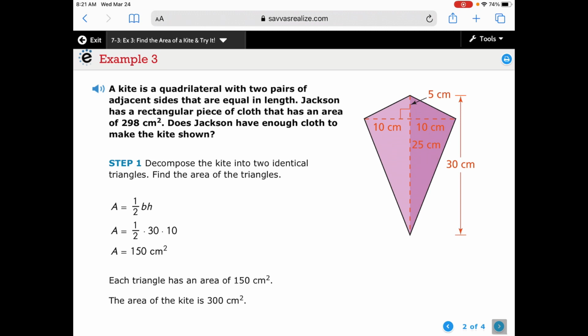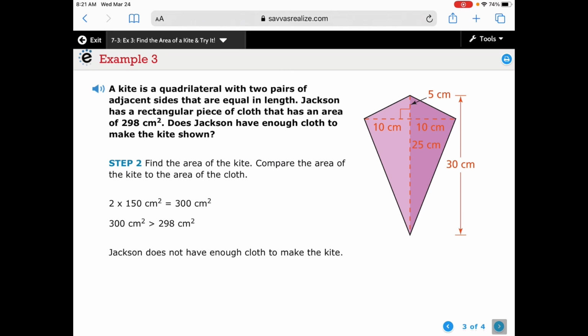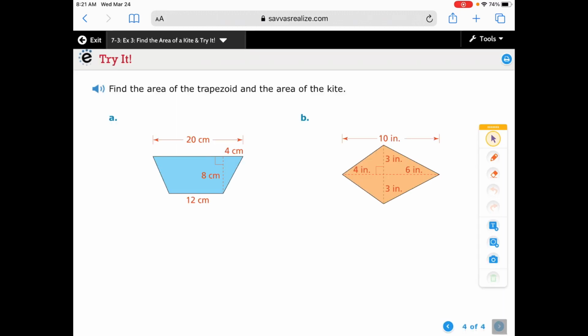And we do that, we get 150, and then we go backwards and double it because there's 2 of them. So for the bottom part that's larger, it's 300 centimeters squared. We'll do our next part, find the area of the kite, compare the area of that. So we're going to do that, and we can see that 300 centimeters squared is larger than the 298, so he does not have enough.